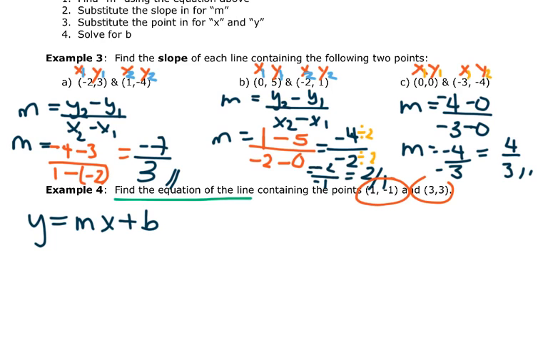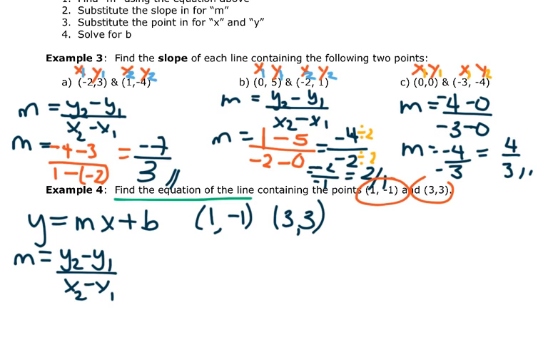So we're going to write those points out. So I'm going to do 1, -1, and 3, 3. And I'm going to find m by using this formula. M equals y2 minus y1 over x2 minus x1. And I'm going to plug everything in. So first I'm going to label. So we've got x, y, and let's label the first one x1 and the second one x2.